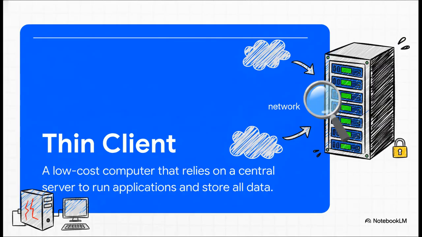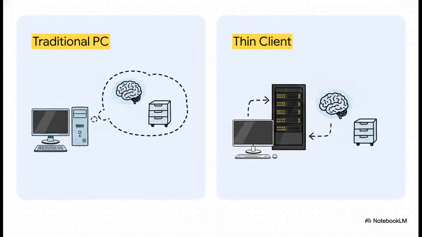So like the definition says, it's a simple, kind of stripped-down computer. It doesn't have a big, noisy hard drive, and it has very little processing power of its own. Its one and only job is to connect to a super powerful central server that does all of the heavy lifting. And this slide gives you a great side-by-side look. A traditional PC, which we sometimes call a fat client, is totally self-sufficient. It does all its own thinking, it stores all its own data. But a thin client, it's a team player. It relies completely on the server for its brains and its memory. It's basically just a portal to access the server's real power.